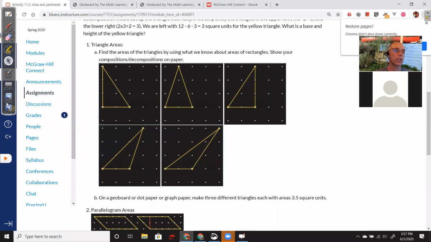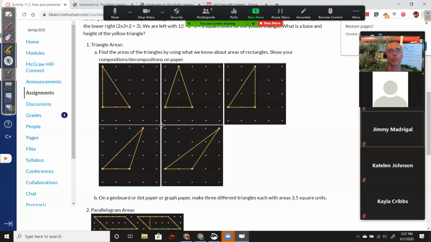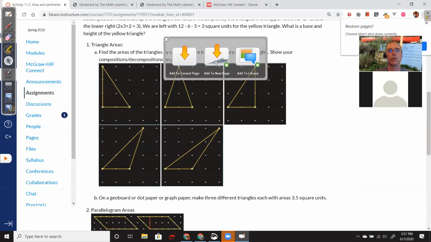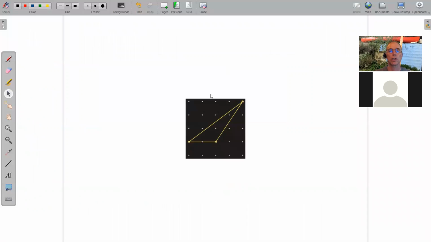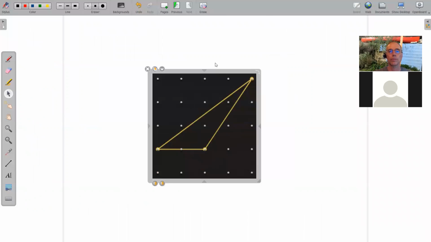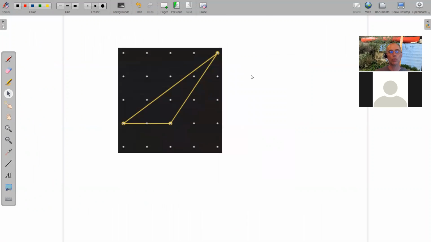Let's grab this one here. Add to new page, please. And blow that up a bit. So first thing I decide is which side's going to be the base. And because this one's already horizontal, I'm going to choose this to be the base. So here is my base, and my base is 2.